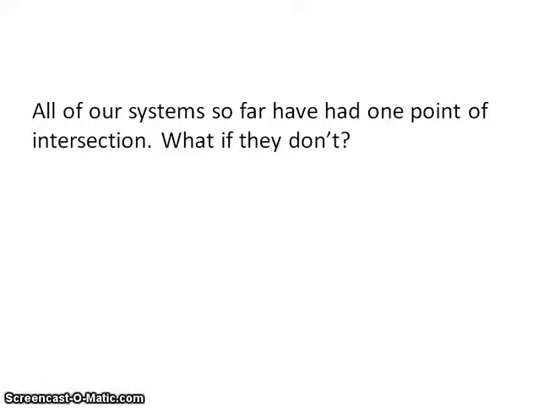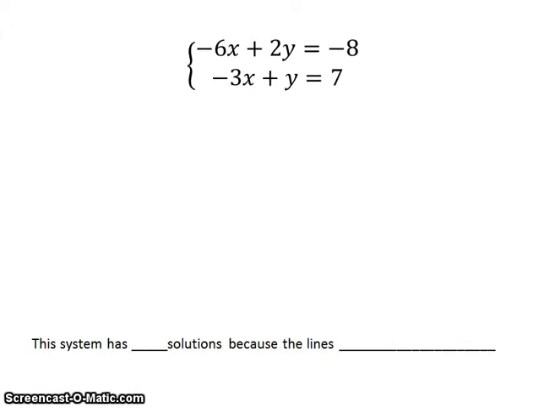Well, remember we graph lines, and it's possible that our lines don't intersect at one point. So let's look at some situations like that. So we have this system, so we're going to go about solving the exact same way we have before.